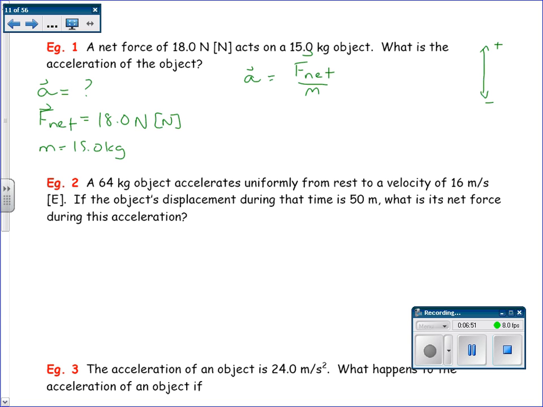Next class, we're going to combine the previous lesson we did finding net force with this lesson finding acceleration. Then we do have to be careful about free body diagrams. So 18.0 newtons divided by 15.0 kilograms is going to give us an acceleration of 1.20 meters per second squared, and that's north.